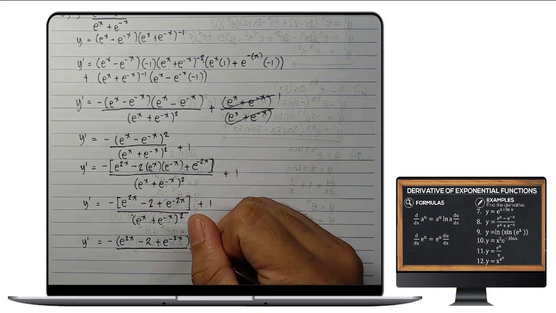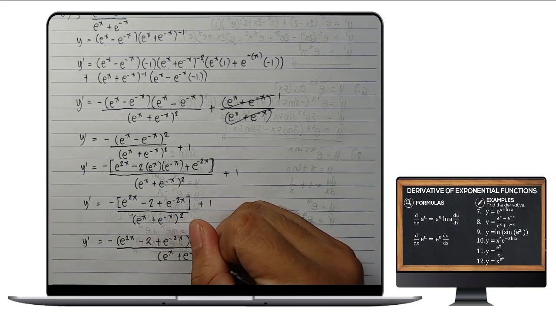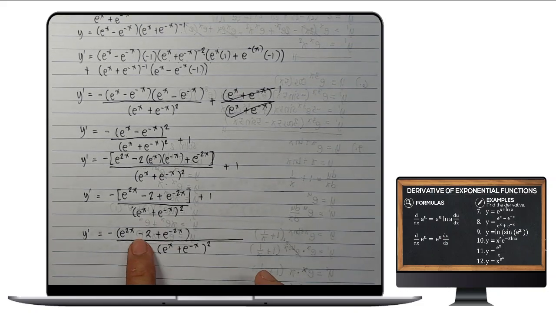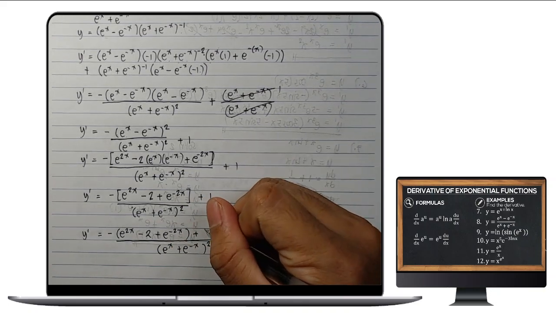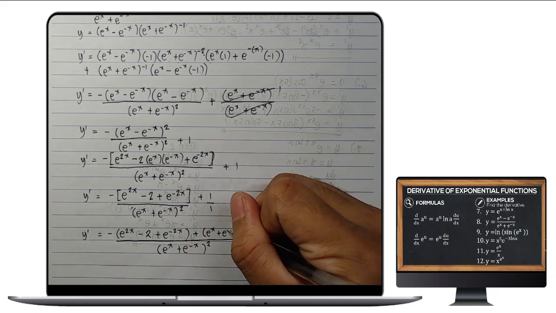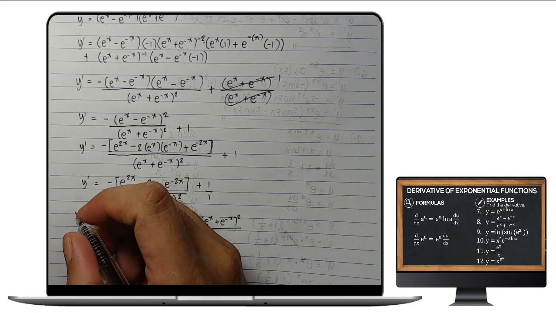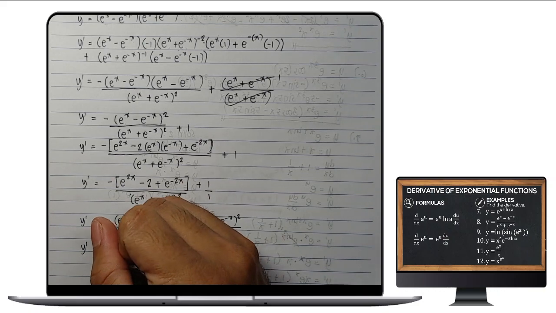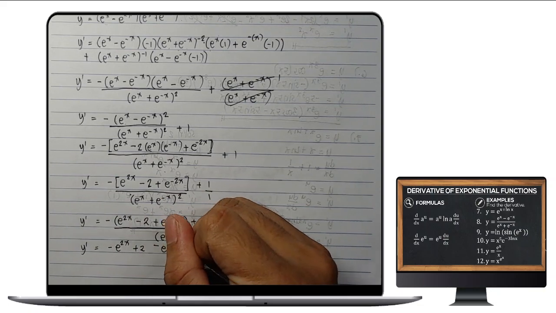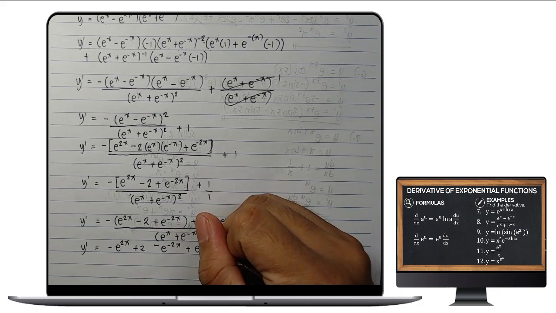So let's get the LCD. So obviously the LCD here will be e raised to x plus e raised to negative x being square. Pagsamahin lang natin. So this one divided by this one, ito yung lalabas. Then plus, so divide lang natin ng 1. So meron dito e raised to x plus e raised to negative x being square. So let's expand. So distribute na din natin si negative. So we have negative e raised to 2x plus 2 minus e raised to negative 2x. Then square the first term. So that is e raised to 2x.